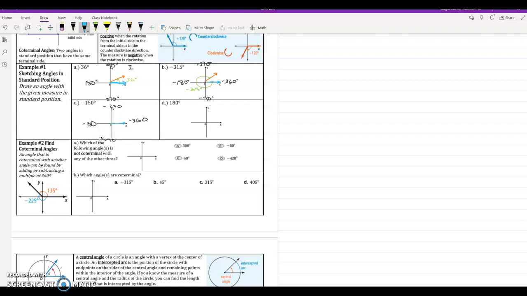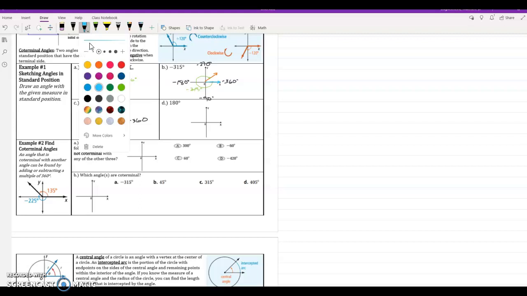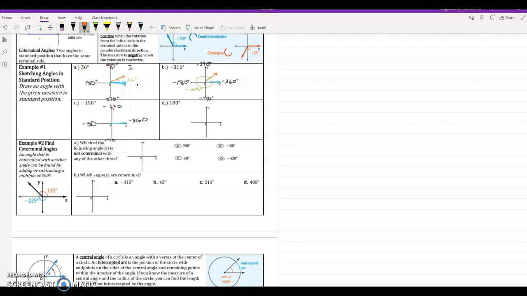And then negative 150, that's between negative 90 and negative 180. So I'm actually going to be down here in the 3rd quadrant. And then I'm going to show my rotation. So again, going negatively means I'm going clockwise to this terminal side. Okay, and that's negative 150 degrees.